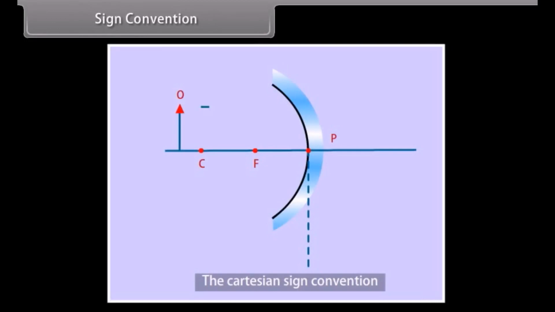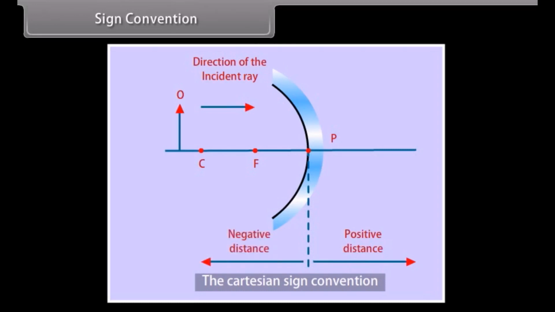Sign convention. The distances measured in the direction of incident ray are taken to be positive, and those measured opposite are taken to be negative. The heights measured upwards are taken to be positive, and those measured downwards are taken to be negative.